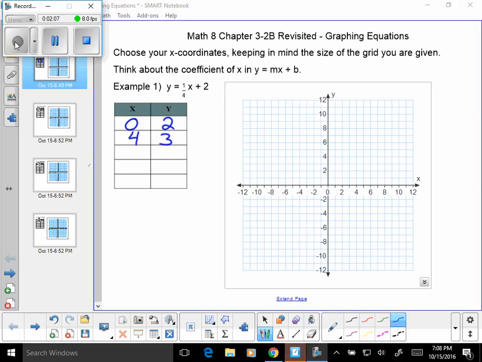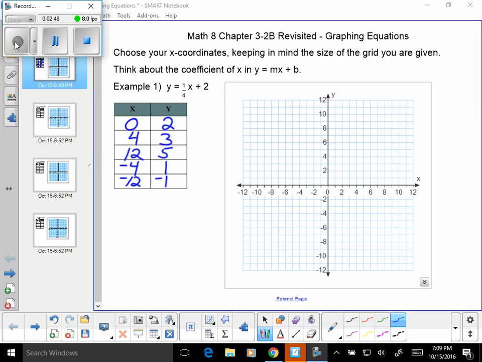Then I'm going to go out a little bit on a limb, and I'm going to pick 12. 1/4 of 12 is 3, and 3 plus 2 is 5. Then I'm going to choose -4, because 1/4 of -4 is -1, and -1 plus 2 is 1. Then I'm going to choose -12 and see if I can get it on the grid. 1/4 of -12 is -3. -3 plus 2 is -1.